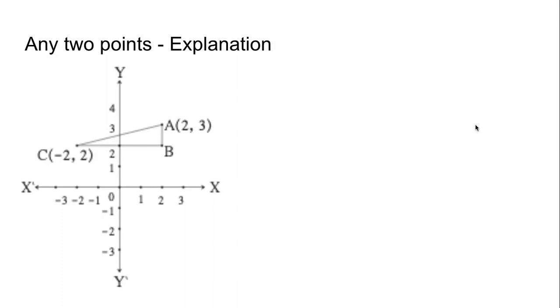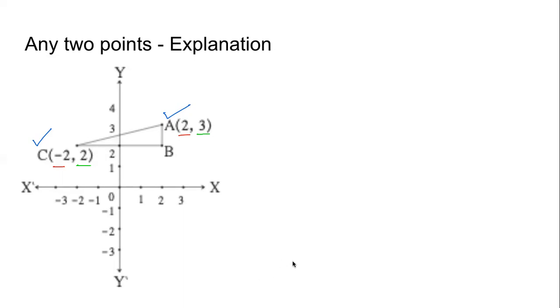Look at the diagram on the screen. The 2 points that we need to find the distance between are A and C. The x coordinate of A is 2. The x coordinate of C is -2. The y coordinate of A is 3. The y coordinate of C is 2. Is this clear? Can you please confirm?